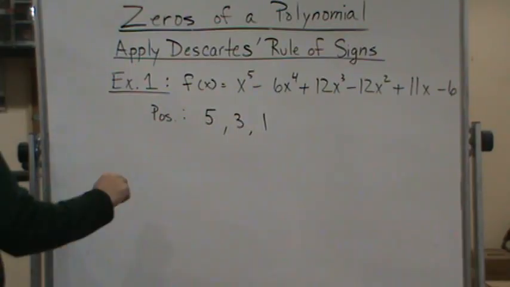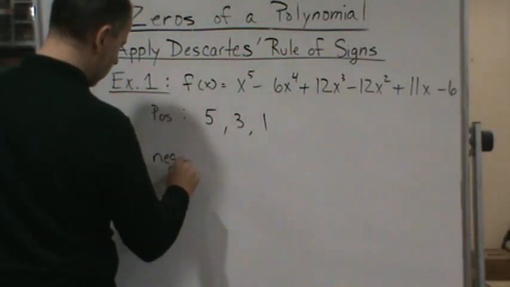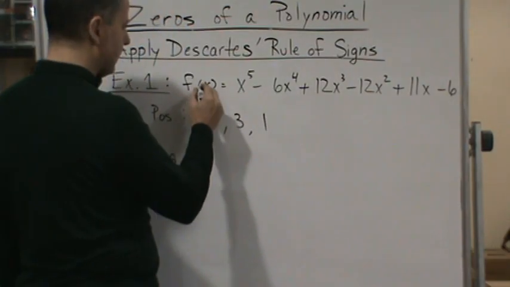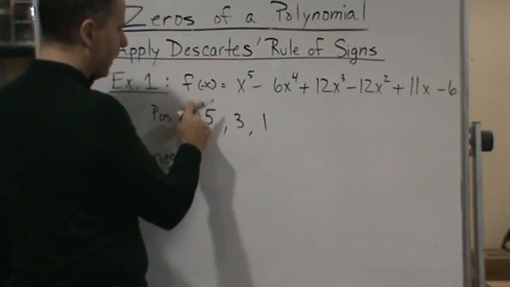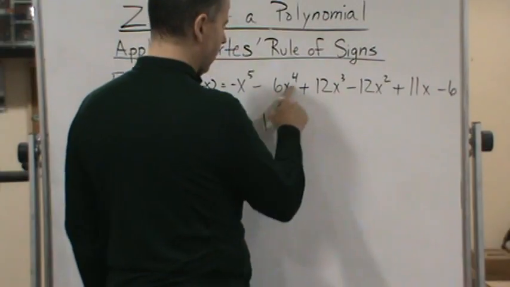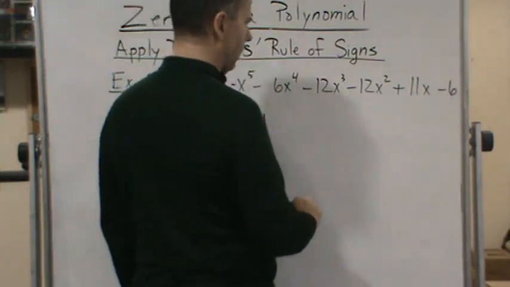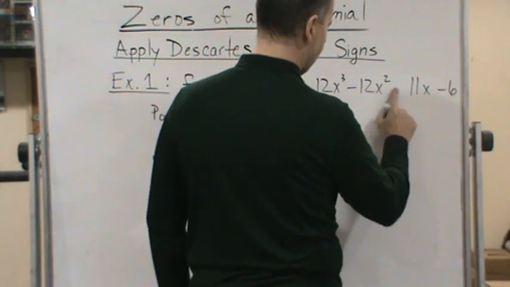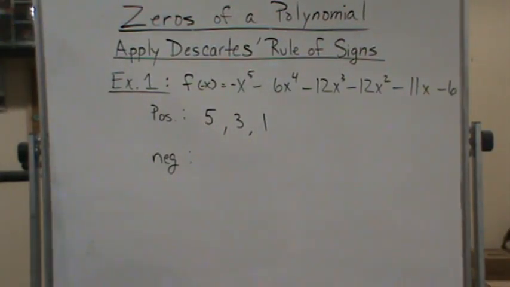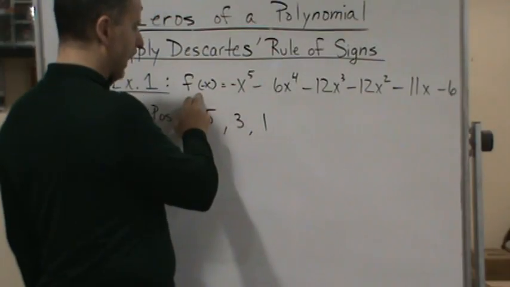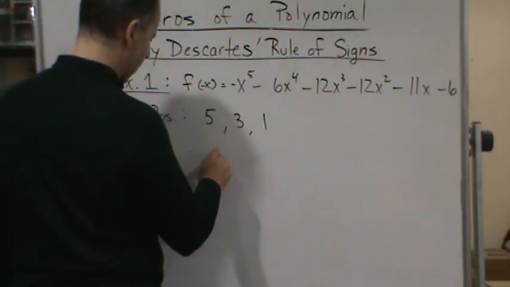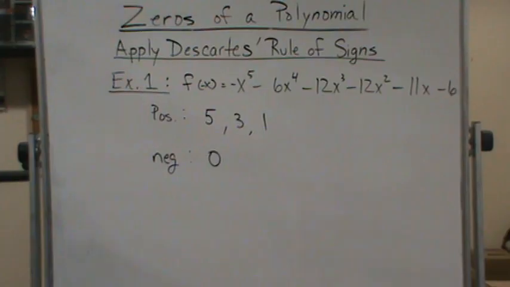Now let's look at the negative real roots. Again, now I'm going to look at f of negative x. So for f of negative x, this is going to be negative, right? This is going to stay the same. This is going to go to negative. This is going to stay the same. This is going to go to negative. Now, if I look at f of negative x, I see that there are no sign changes. That means there are 0 negative real roots.